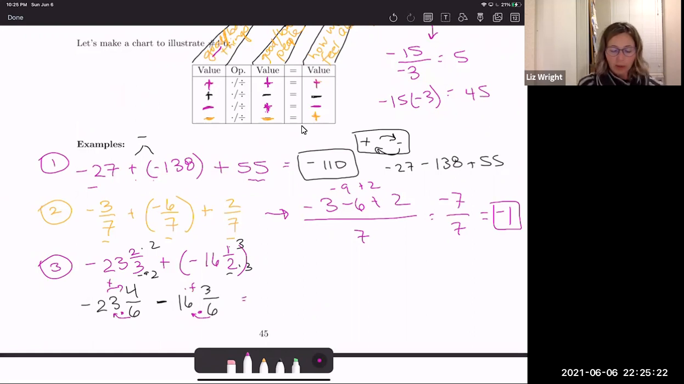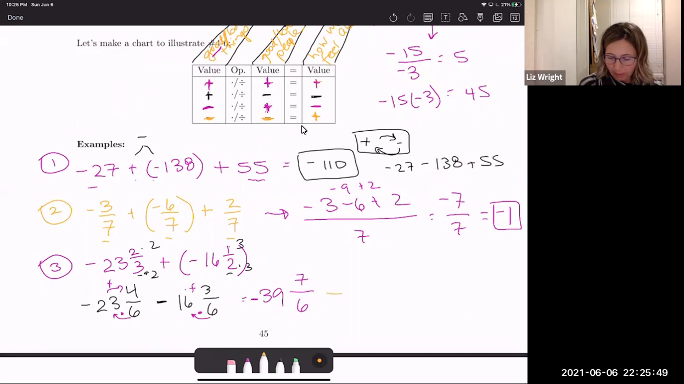So I do 23 and 16. So 6 and 3 is 9, and 2 and 1 is 3. It's still going to be negative. And then I've got 4 and 3, which is going to be 7 over 6. And I look at that and say, okay, that's not quite right yet. So let me fix that.